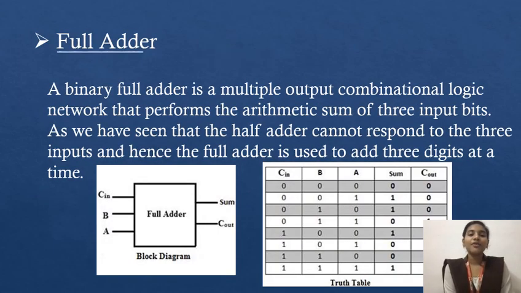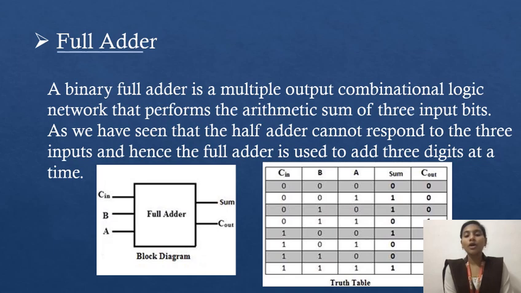The another type of adder is full adder. A binary full adder is a multiple output combinational logic network which performs the arithmetic sum of 3 input bits. So as we compare full adder with half adder, in half adder we can perform the addition operation only between the 2 bits. Here in full adder we can perform the arithmetic sum of 3 input bits. As we have seen that half adder does not respond for 3 inputs. Hence the full adder is used for 3 digits at a time or multiple times.